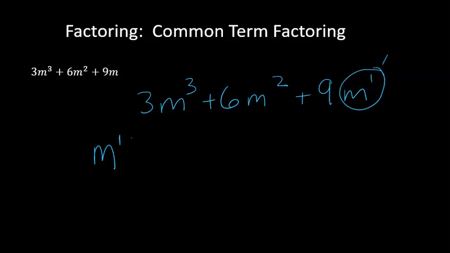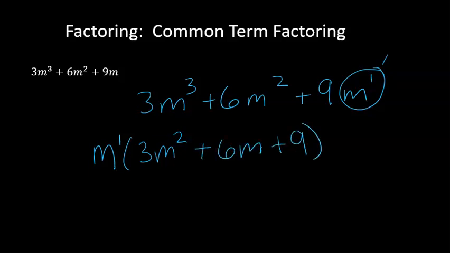So I can pull that out. What does it give me? Well, it's going to give me 3m to the second, right? Because I pulled one out, and it gives me 6m, and it gives me 9, right? So this is not the final answer. This is just what it looks like.